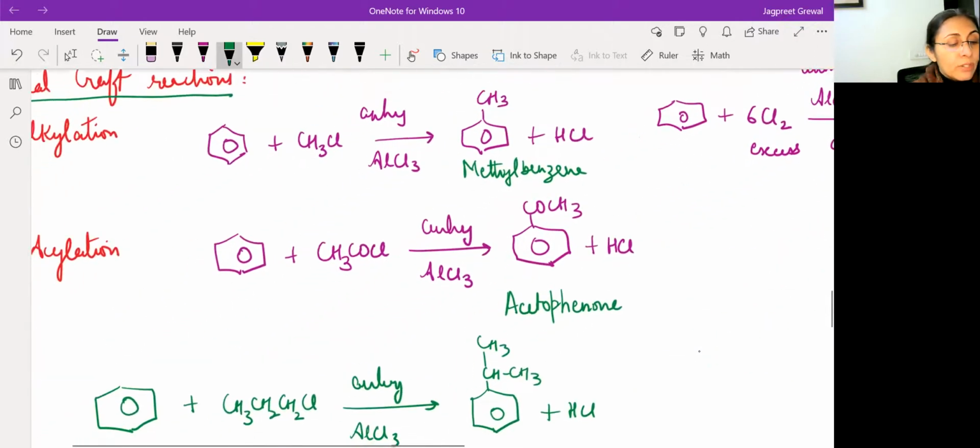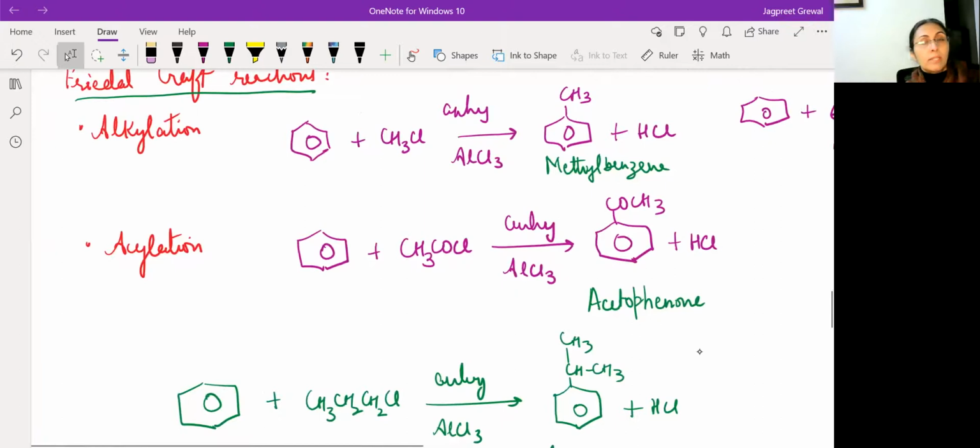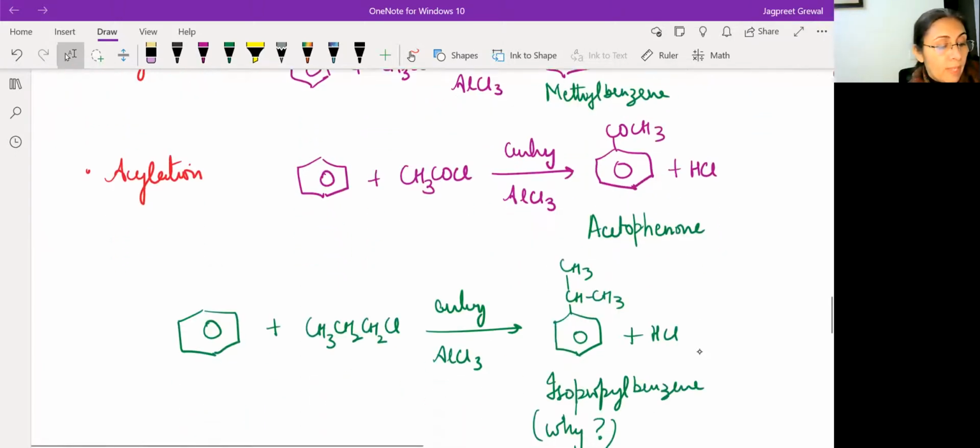So these are the electrophilic substitution reactions of benzene. Characteristic reactions of benzene, electrophilic substitution. Why? Because the ring of benzene is electron rich. It contains 3 pi bonds.